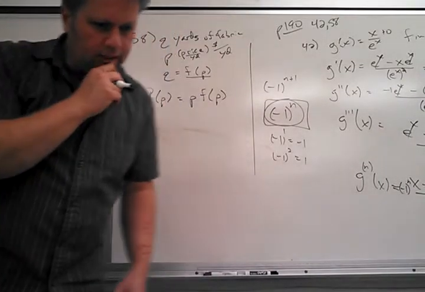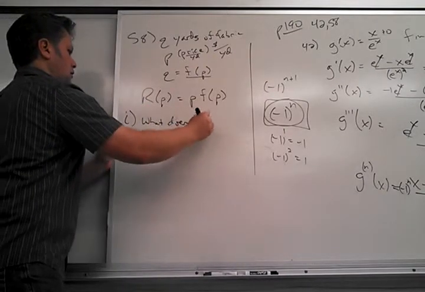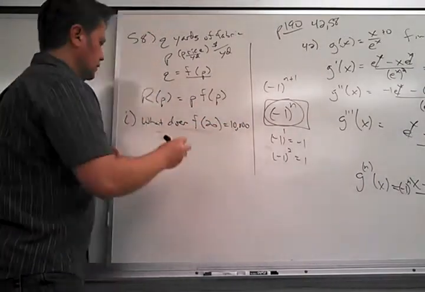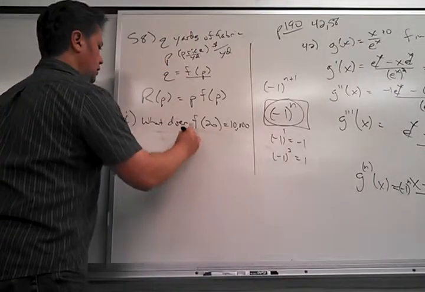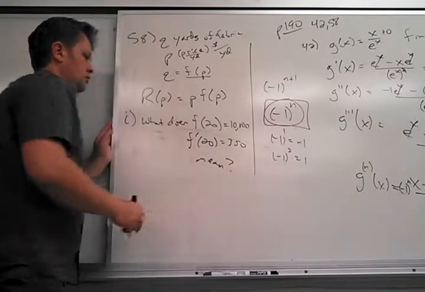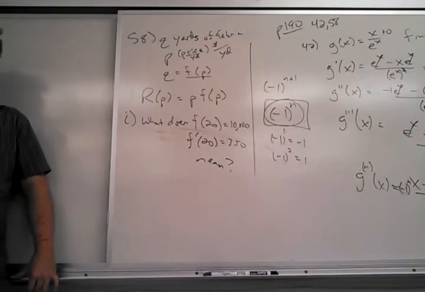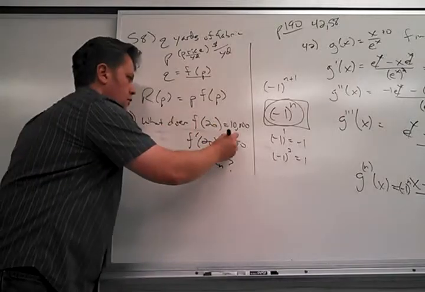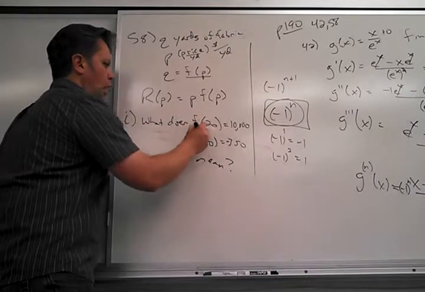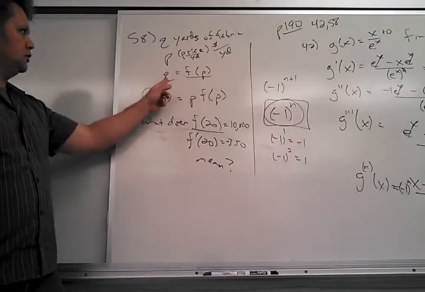Right? Then they say, what does it mean to say F of 20 equals 10,000, and F prime of 20 equals negative 350? So what units is the output of F in? Yards, because the output of F is Q. Q is yards of fabric.